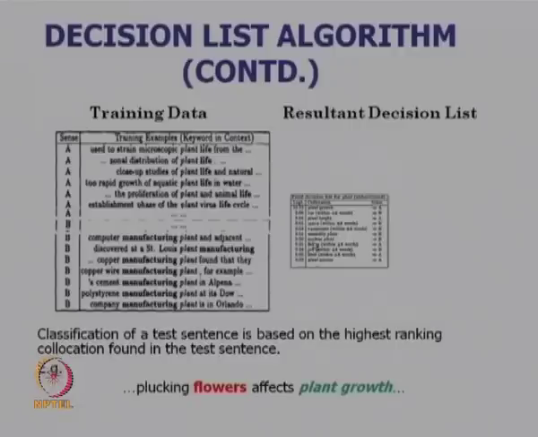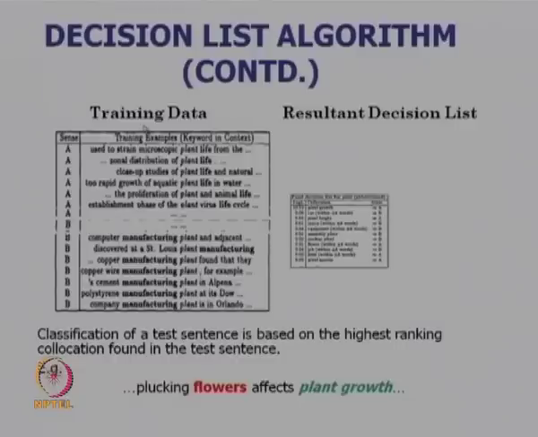If we find the word flower, then we are almost sure that plant is used in a botanical sense here. So, classification of a test sentence is based on the highest ranking collocation found in the test sentence. If we have this new sentence, plucking flowers affects plant growth, then since within the near vicinity of plant we find the word flowers, and we also find the word growth, we have a strong reason to say that this word plant is in the botanical sense, as opposed to the manufacturing unit sense.